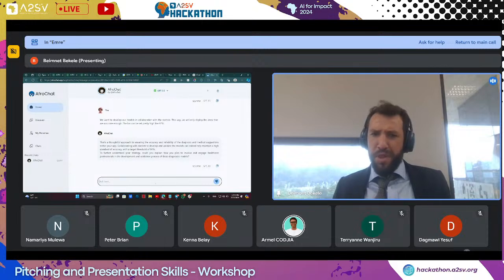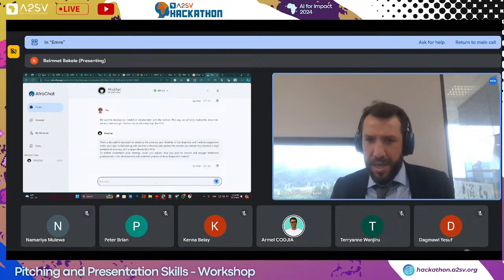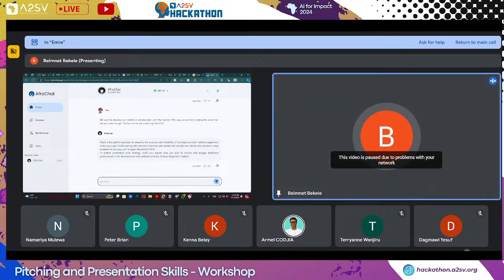That's a thoughtful approach to ensure the accuracy and reliability of the diagnosis and medical suggestions within your app. Collaborating with doctors to develop and validate the models can indeed help maintain a high standard of accuracy with a target threshold of 97%. To further understand your strategy, could you explain how you plan to involve and engage healthcare professionals in the development of diagnostic models? Like, how is this collaboration? Are you going to make partnerships? Do you already have connections with some doctors?